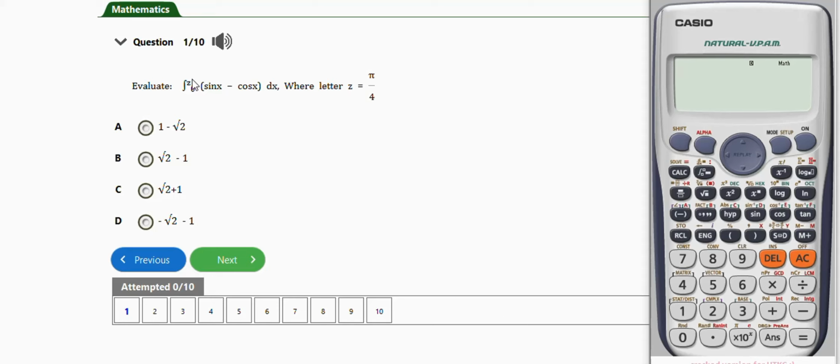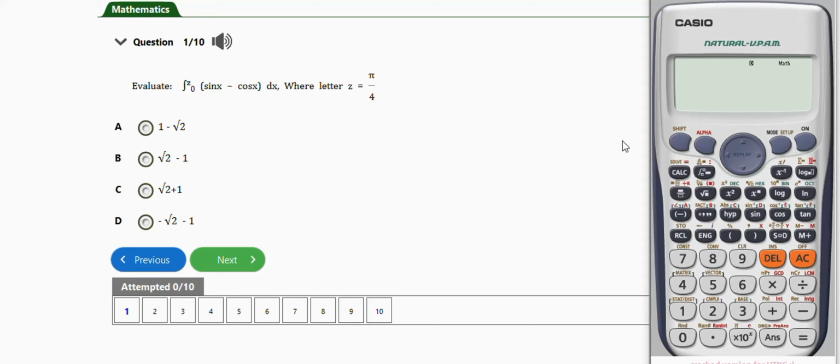The first question I have here says, evaluate this definite integral function. We have the upper limit to be pi over 4 and the lower limit to be 0, and the function is sin x minus cos x in brackets, dx. Now guys, this question is a definite integral, but don't worry, we are still going to meet indefinite integral questions in the course of this video, so you will learn how to solve both with the calculator.